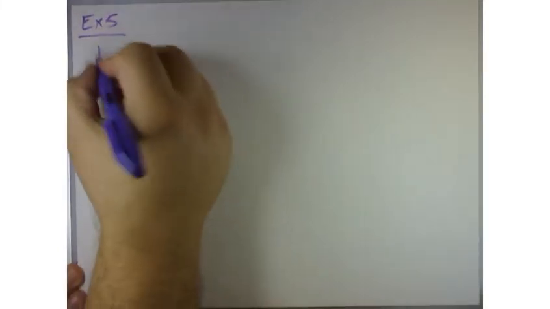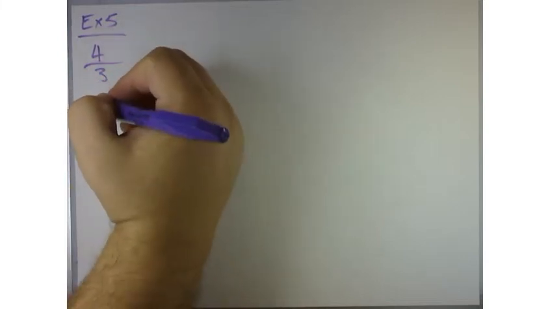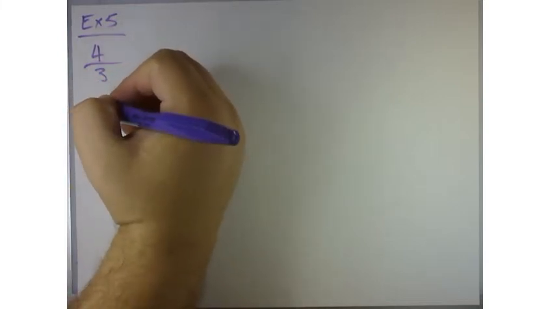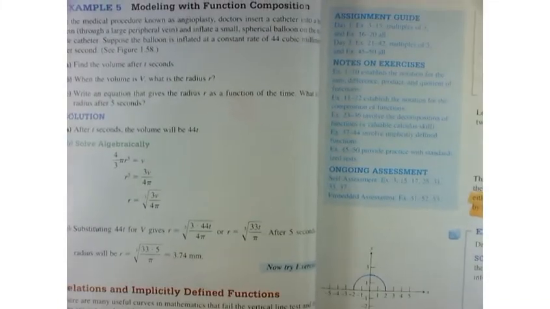Now, modeling with a composite function is something that we do in physics a lot. So, for example, number 5, we're given the volume of a... well, let's read it right from the textbook before we jump in. Let's take a look at what the textbook is telling us, and then I'll explain how we use composite functions.